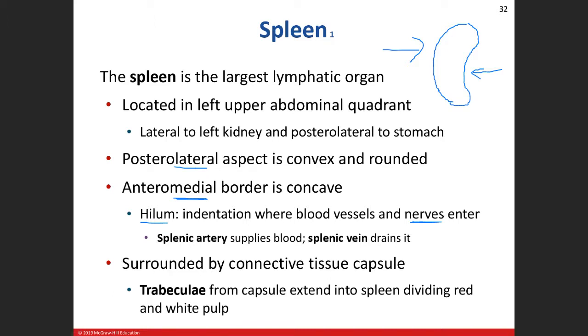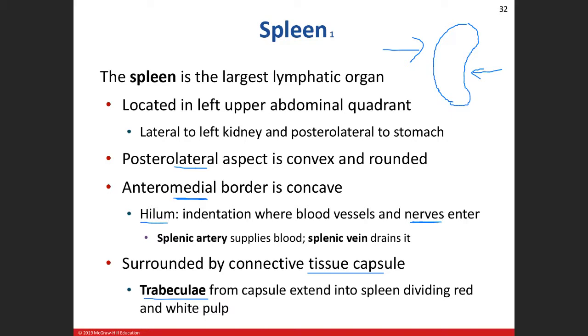If you saw the pattern with the lymph nodes, the lymph nodes have a capsule around them, and that capsule will invaginate in towards the center. That's what we see here. Our connective tissue capsule will extend inwards and create what we call trabeculae. Basically, that just sections off parts of the internal portions of the spleen.